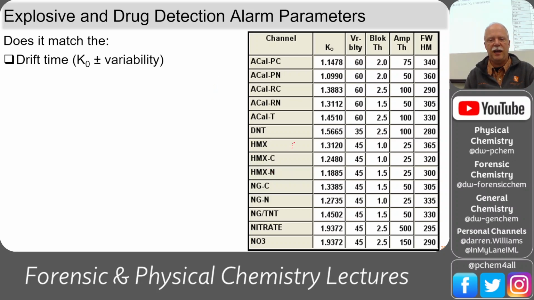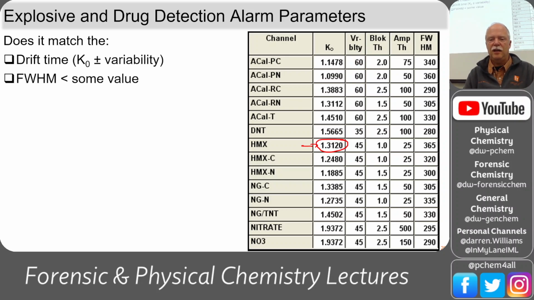So let's look at, say, HMX. So if it's 1.3 plus or minus 45, I don't know what the 45 is. It's certainly not the first digit here. It might be some sort of percent number. So I don't exactly know what the units are on the variability, but it matches the drift time.